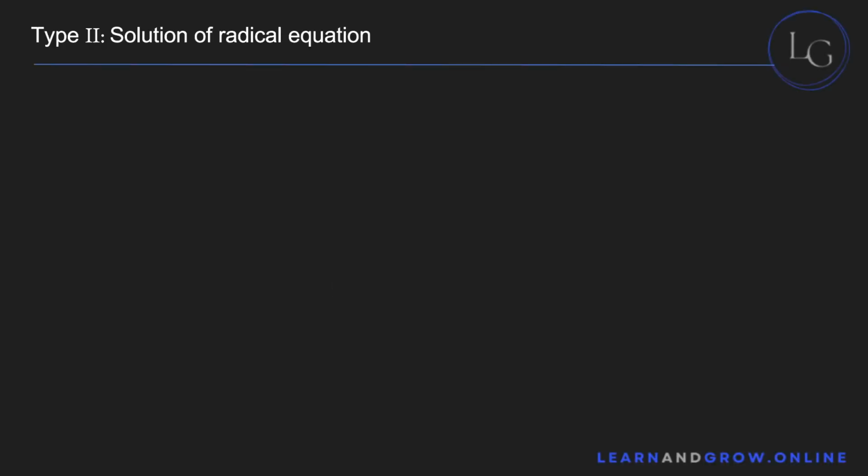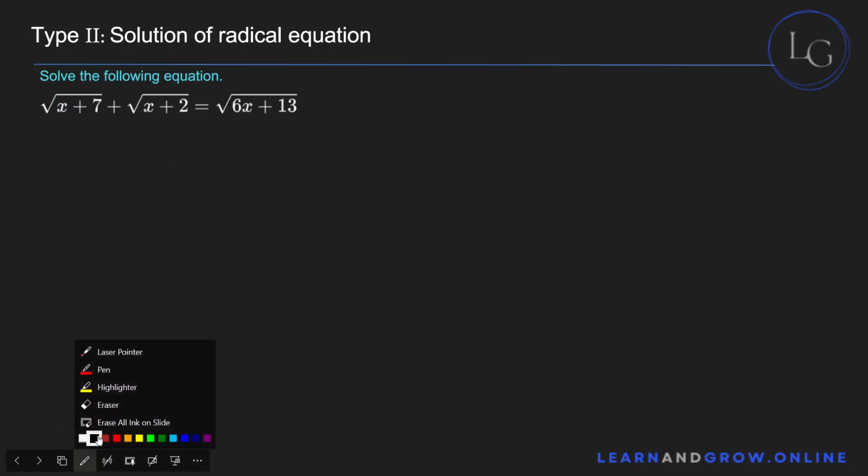Now, we'll discuss the second type of solution of radical equation. And the second type of radical equation that we'll be discussing is something like this. So, the type 2 radical equation is basically all radical terms. And in the radical terms, you'll have one variable term and one constant term. Like it is the case for all radical terms here. One variable term, one constant term, one variable term, one constant term, and one variable term and one constant term. This is the second type of radical equation.